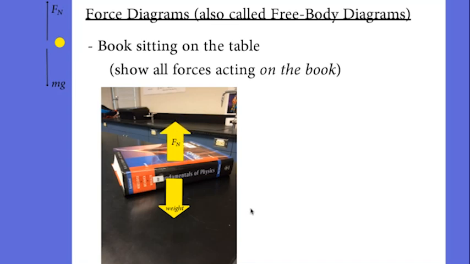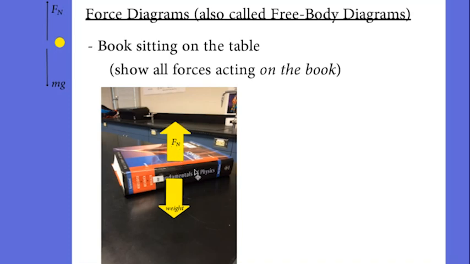Why do we call it the normal force? Well, the word normal here does not mean as opposed to being abnormal. No. What it means is the normal force is normal to the surface, meaning it is perpendicular to the surface. So if this tabletop is horizontal, then this normal force will be vertical. So that's what the word normal means, perpendicular to.